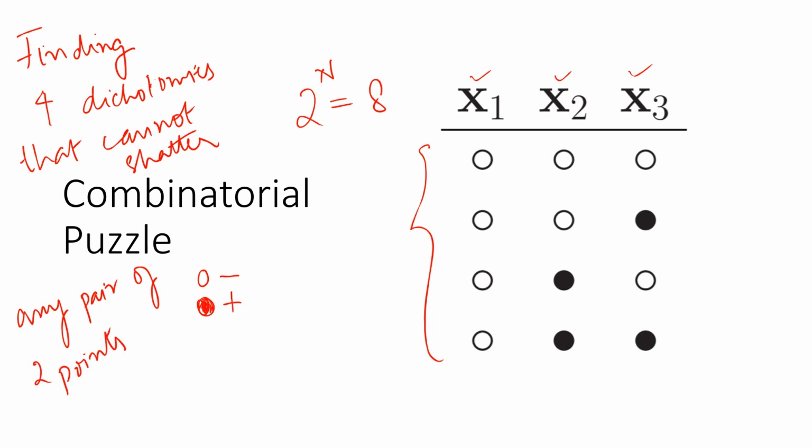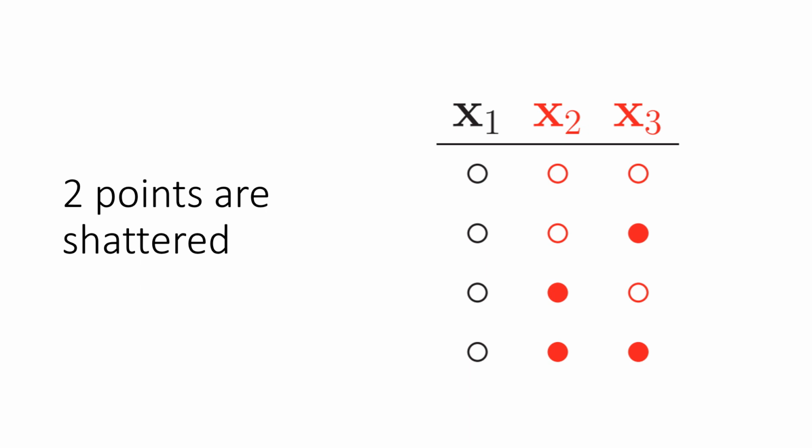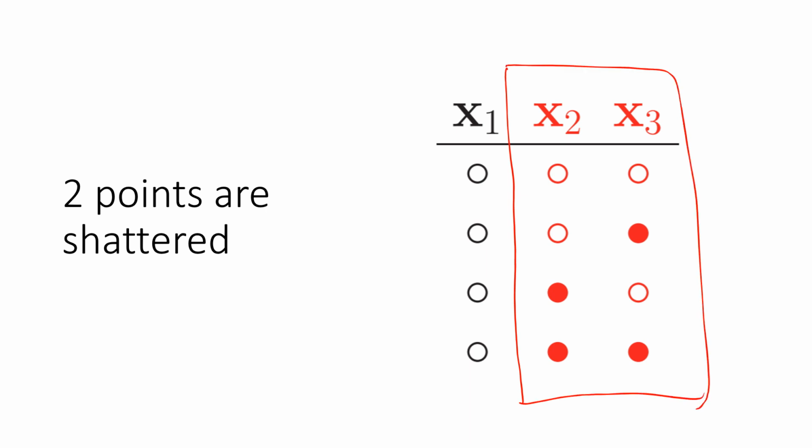What does that mean? Well, let me show you another picture that will make things clear. Here, this is a better way of understanding this. The same 3 points, the 4 dichotomies that we just looked at, and if you only look at this part, which is x2 and x3, all possible values are there: negative negative, negative positive, positive negative, and positive positive. So these 2 points are shattered here.